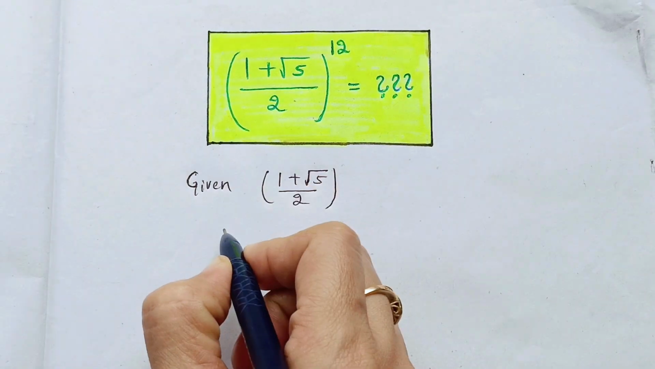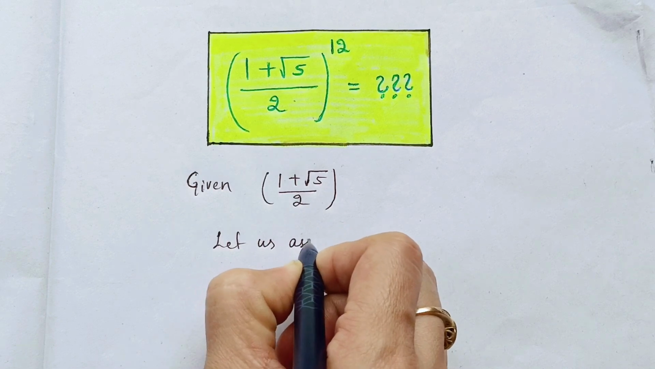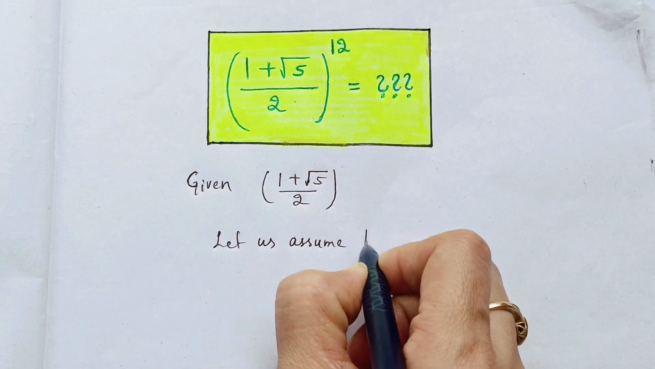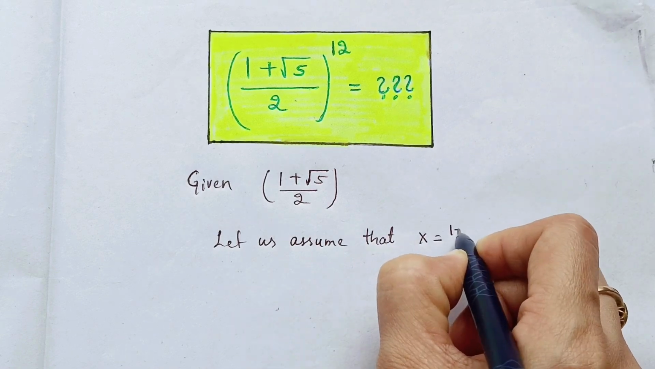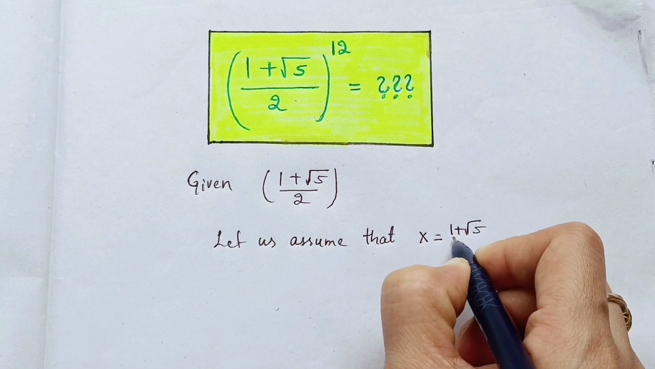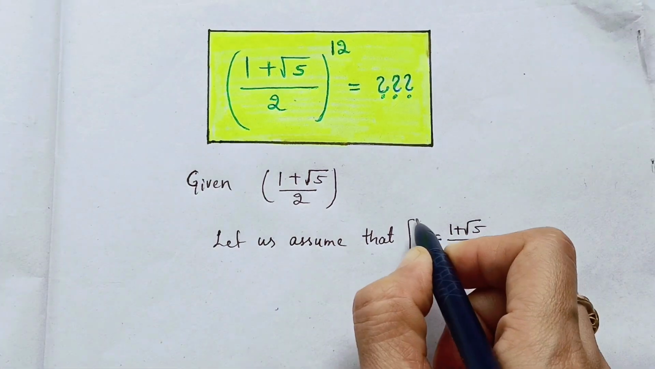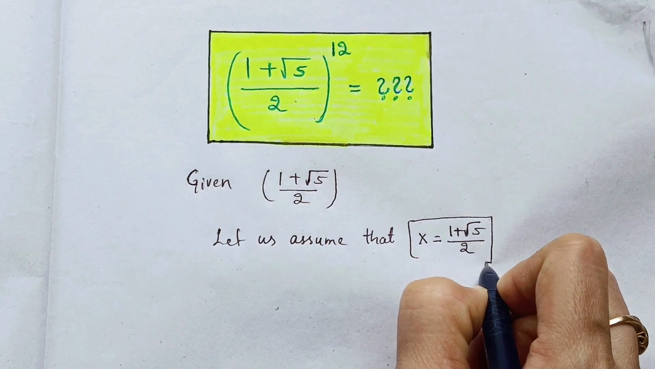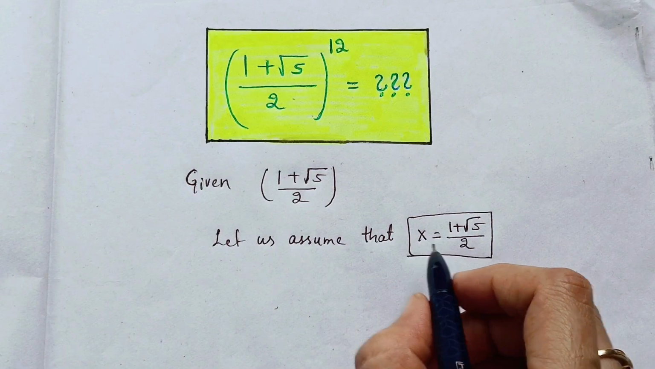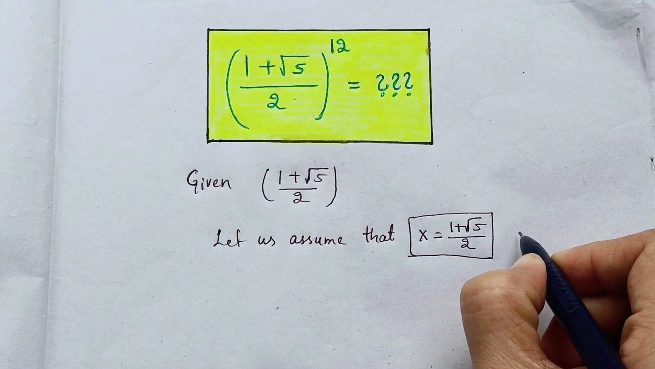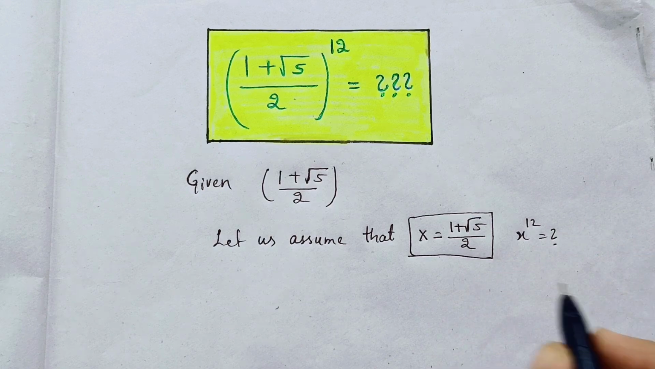And we have to find out the value of the power 12. Let us first assume that x equal to (1 plus square root of 5) divided by 2. So now we have to find out the value of x power 12.